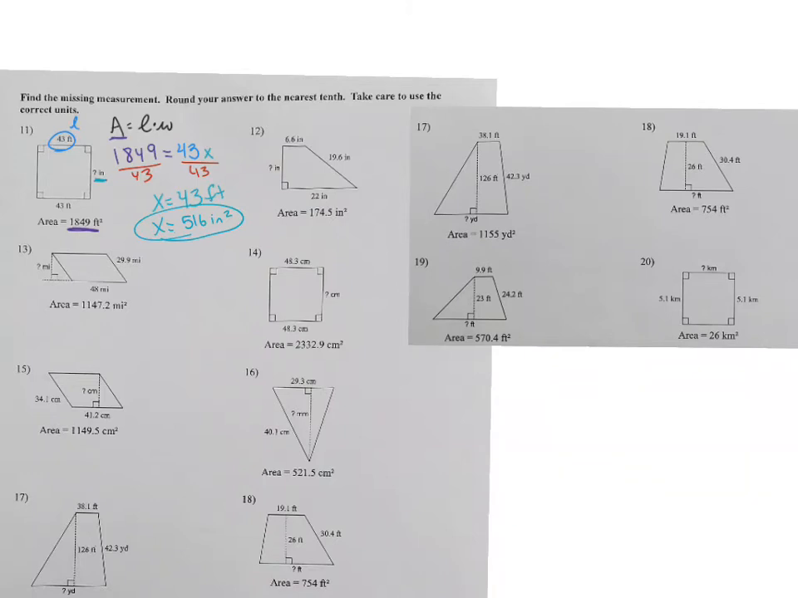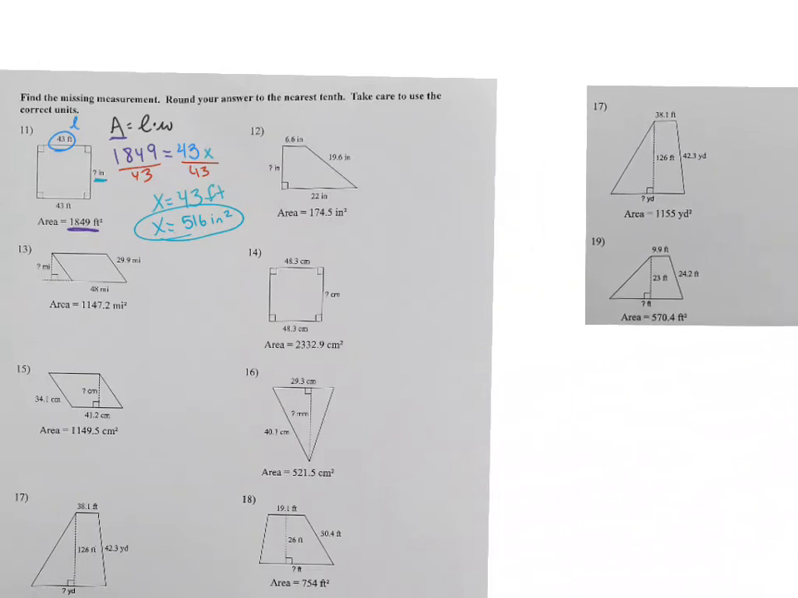Now 12 is a trapezoid. So this is a trapezoid. So my formula is this: area is equal to 1/2 base 1 plus base 2, so that's right from our hint page, times the height. So there's my area. I'm going to put 174.5 in right there. So there's my area, equals 1/2. We're going to say that's base 1. We're going to say that's base 2.